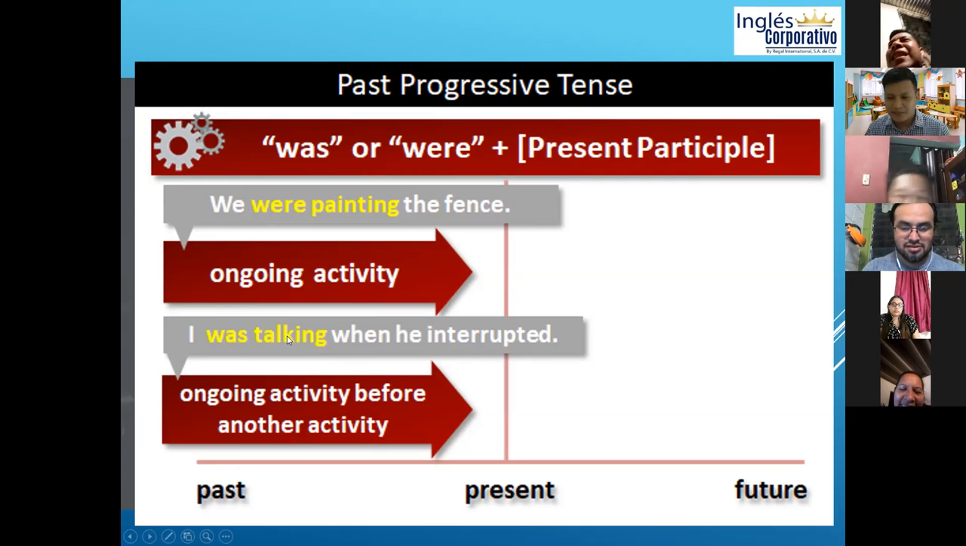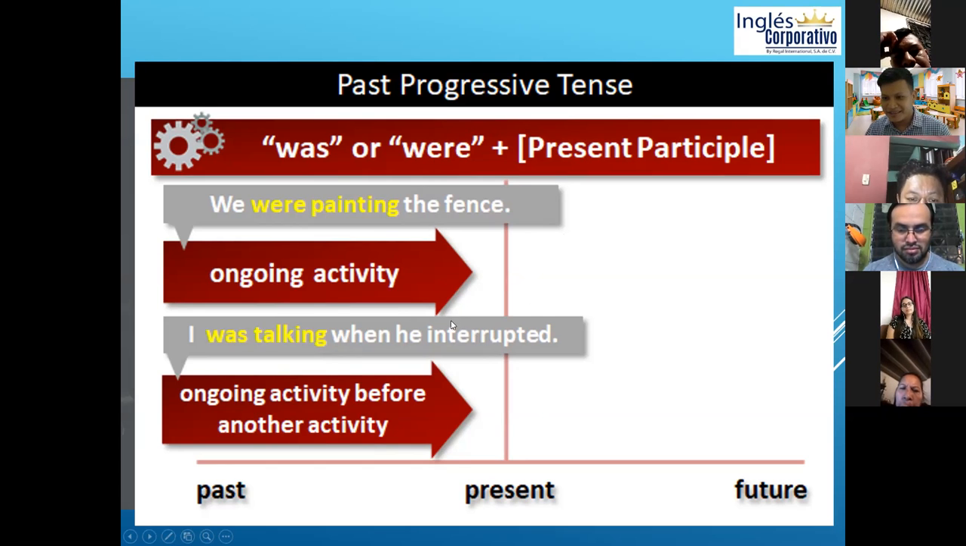As you see here, podemos utilizar the progressive tense in present and in the past. In presente, with the verb be: am, is, are. In the past, with the verb be in the past, was or were, right? Everything is clear about this?